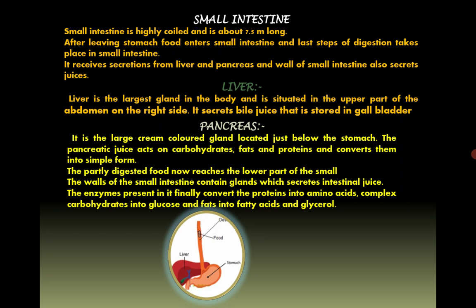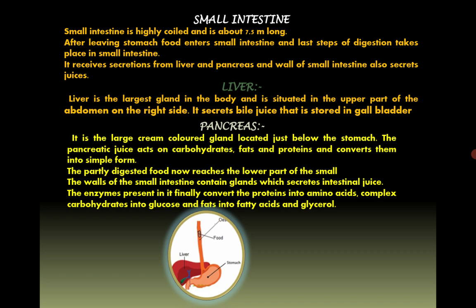Liver. The liver is the largest gland in the body and it is situated in the upper part of the abdomen on the right side. It secretes bile juice and it is stored in the gallbladder. Pancreas. It is a large cream colored gland located just below the stomach. The pancreatic juice acts on carbohydrates, fats and proteins and converts them into simple form.